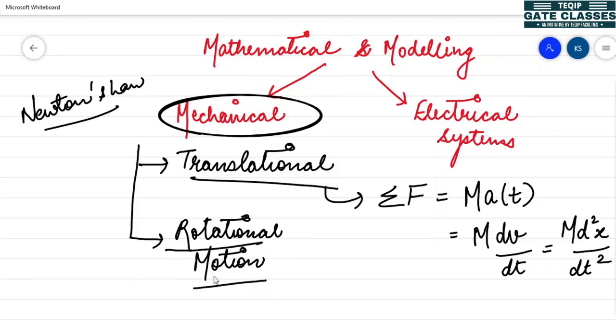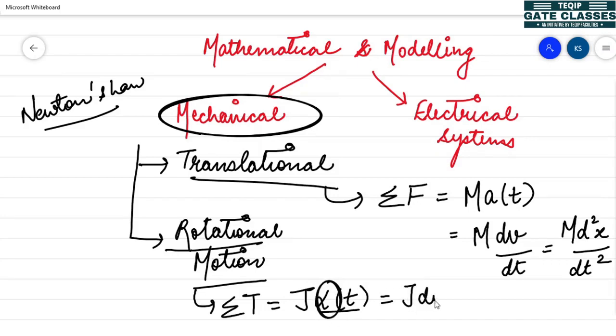Whereas in case of rotational motion, Newton's law states that algebraic sum of torque existing on a body is equal to the moment of inertia into angular acceleration. J is moment of inertia, alpha is angular acceleration. This angular acceleration can be written in angular velocity term as d omega by dt and in angular displacement form as d2 theta by dt2.